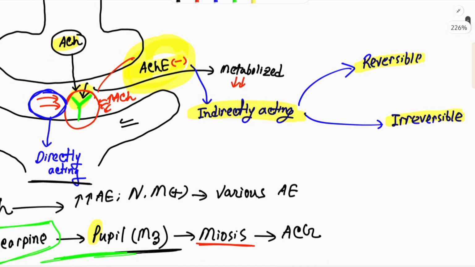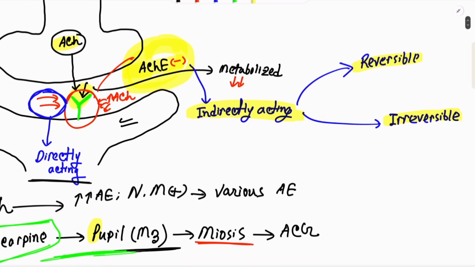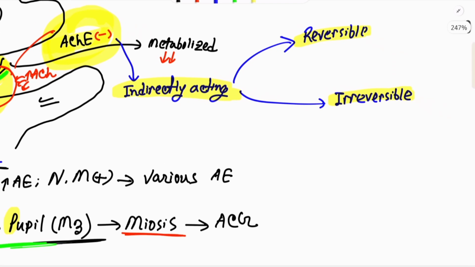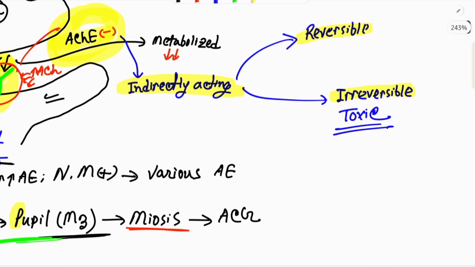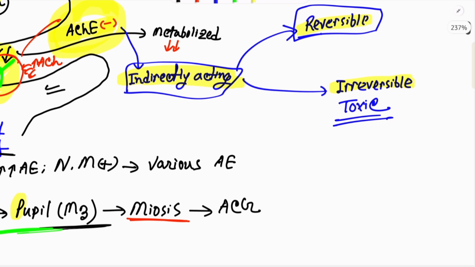As a result, there is a permanent increase in acetylcholine in the synaptic cleft and permanent stimulation of cholinergic receptors, that leads to permanent stimulation of the parasympathetic nervous system. We do not want to stimulate our parasympathetic nervous system for a lifetime. So irreversible drugs are mainly toxic. So now we will discuss in detail reversible indirectly acting cholinergic drugs.